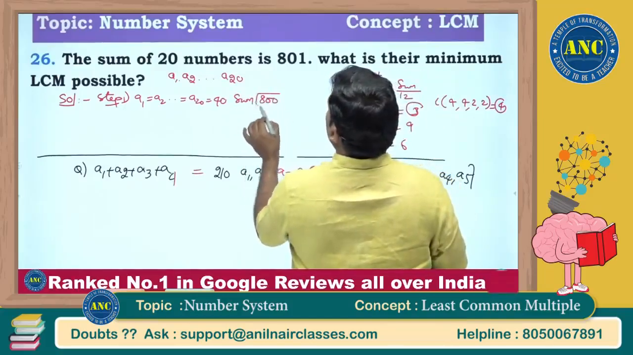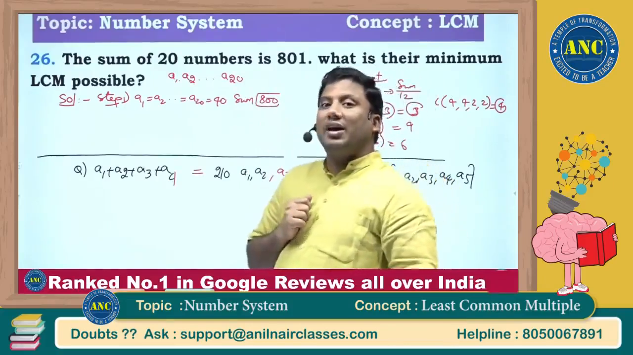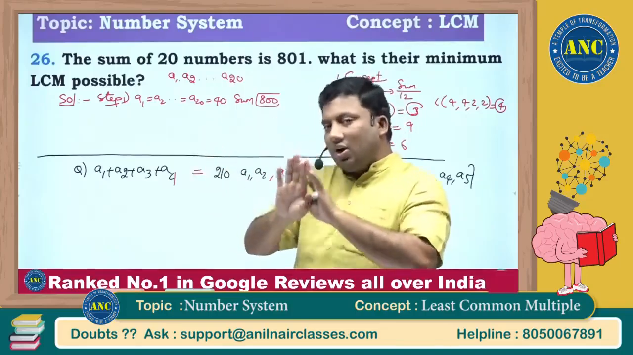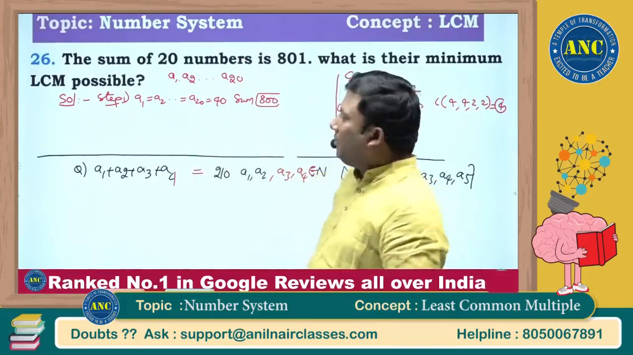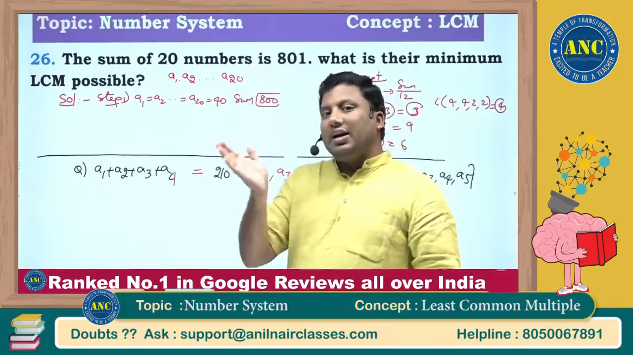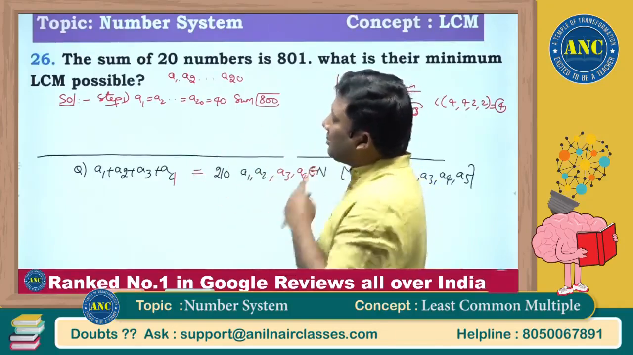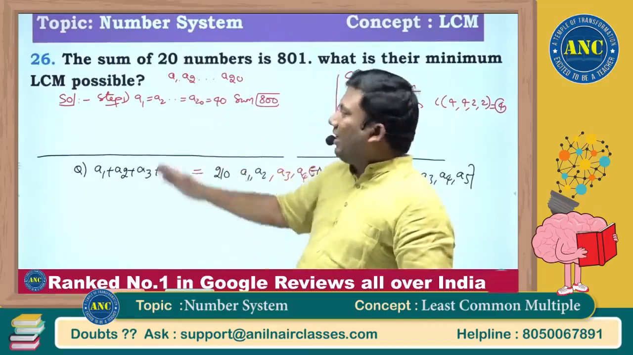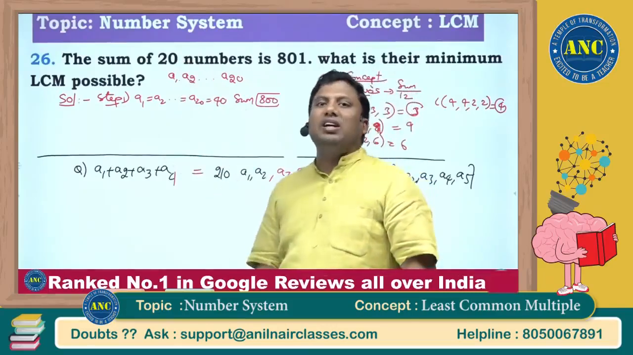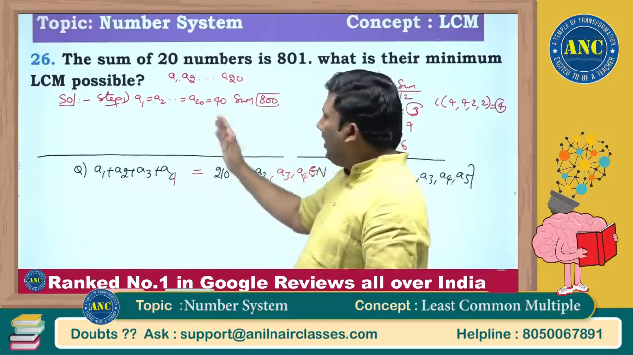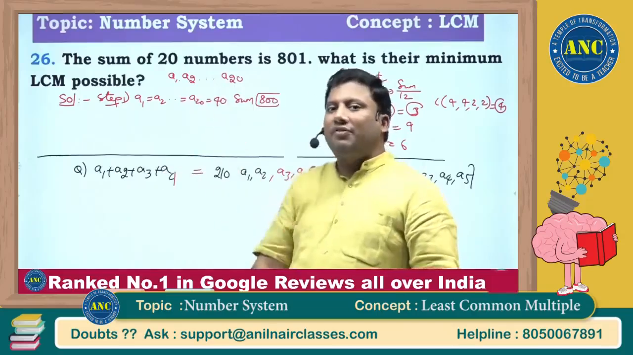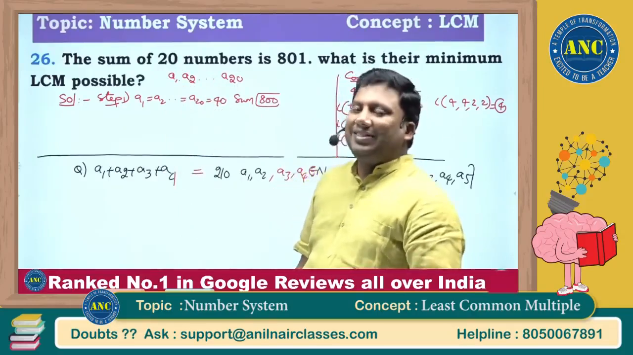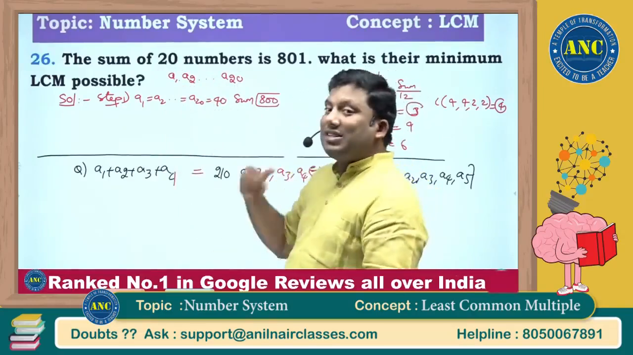But how much sum do I require? 801. That means all the 20 numbers cannot take 40. Can they take less than 40? For example, 40 itself is giving 800. If I take 39, 39 into 20 is 780. The value is going further down from 800. If all 20 numbers are 38, 38 into 20 is 760.